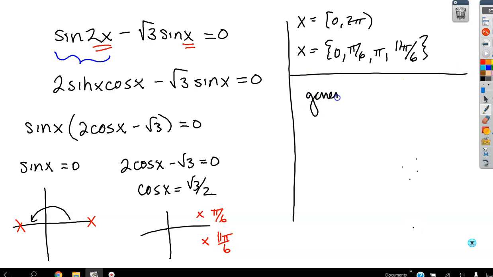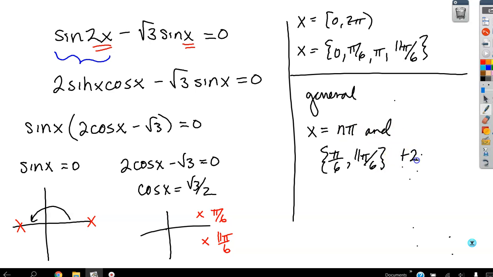If I wanted to do the general solution, this is what I was starting to do a second ago. These two are 0 plus n pi, or just n pi. And these two, which are not evenly spaced, so I'd have to say pi over 6, comma 11 pi over 6, and then both of these plus 2 pi n. Cool? This would get all of those. This would get all of these. Don't forget to say n is an integer.